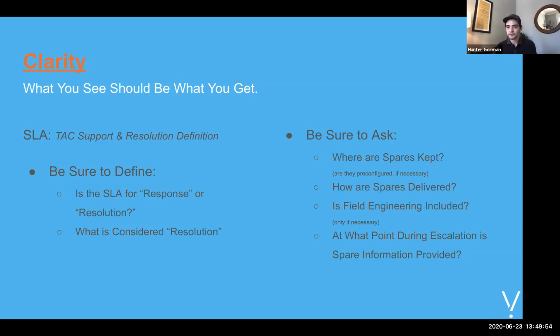The other thing that I think is really important and worth hitting home is that in terms of sparing, this often comes as a surprise to people, but a dirty little secret of some third-party maintainers is that they might sell you the spare, but they may not have it.